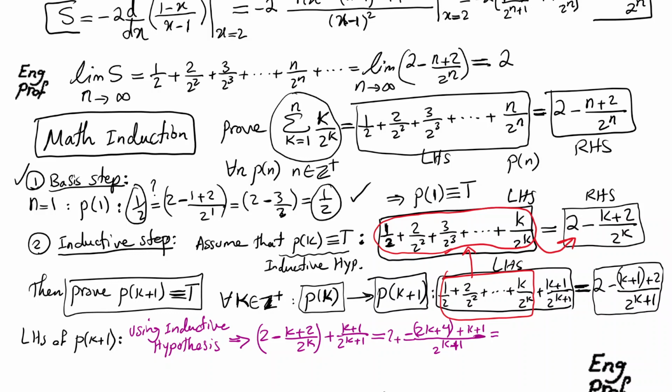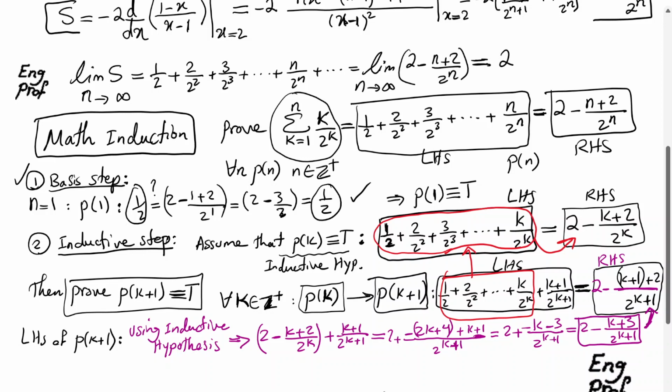Plus, and then minus (k plus 1). So as a result, I'm going to get 2 plus negative 2k plus k, which is negative k, and negative 4 plus 1, which becomes negative 3, divided by 2 to the k plus 1. Obviously we can write it as 2 minus (k plus 3) divided by 2 to the k plus 1, and that is exactly what we needed to get to. If we go back to the target, the right hand side of P of k plus 1, you can see that we got exactly there, because k plus 1 plus 2 is exactly k plus 3. Just to avoid confusion, this negative sign is applied to the whole thing.